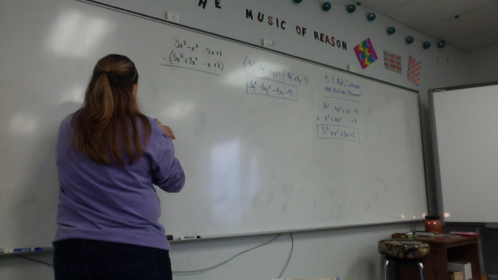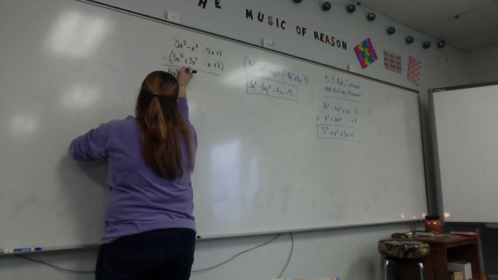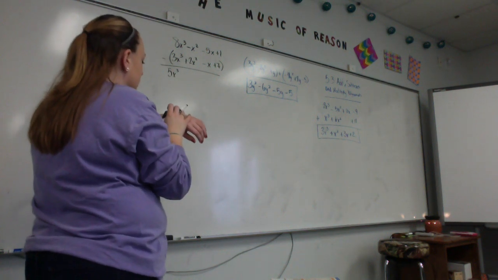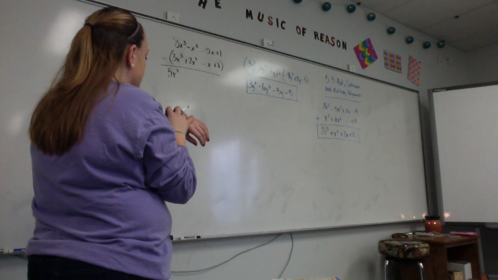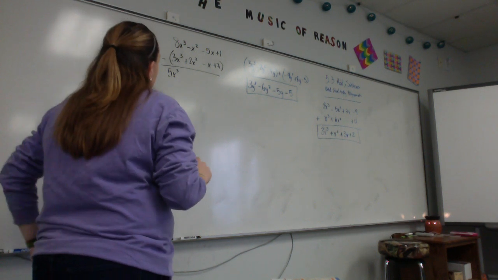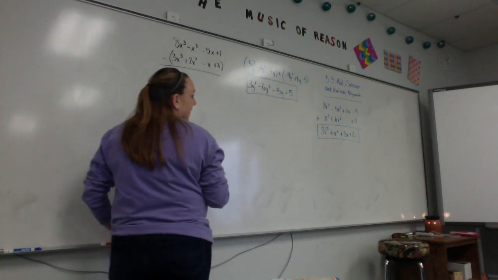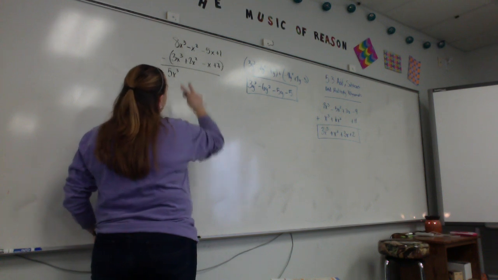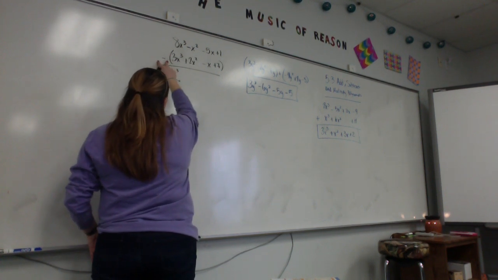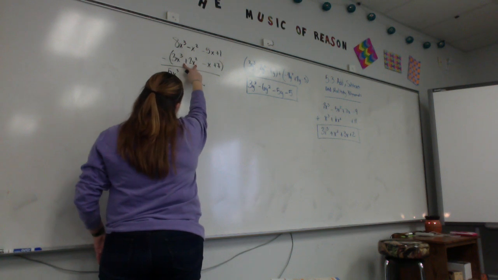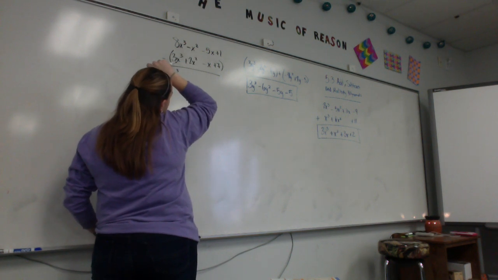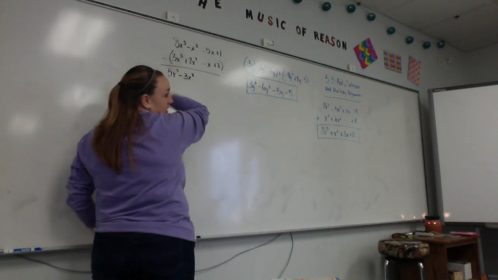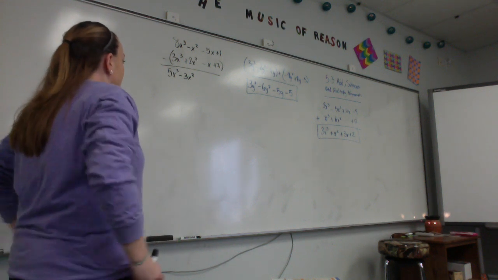5x cubed. Okay. And what is negative x squared minus positive 2x squared? Wouldn't it be more than just negative x? I have a negative x squared here and a positive 2x squared there. Negative 3x squared. So why would it be negative? Because this sign changes. That's why you gotta be careful on these.